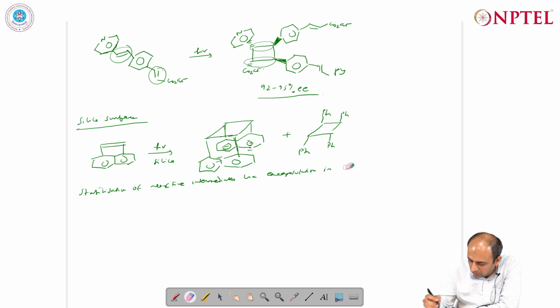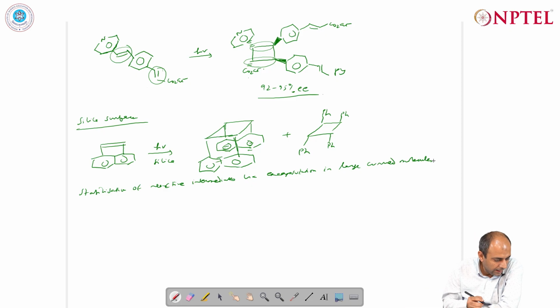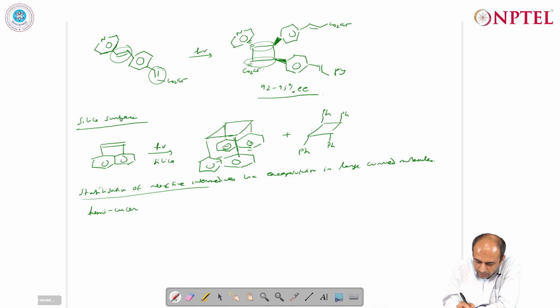The encapsulation in large curved molecules. And one such example of a molecule which has got a curved architecture, which can actually stabilize these reactive intermediates, which otherwise in gas phase or in solution are very reactive, is hemicarcerand. So hemicarcerand, the overall shape is like this.